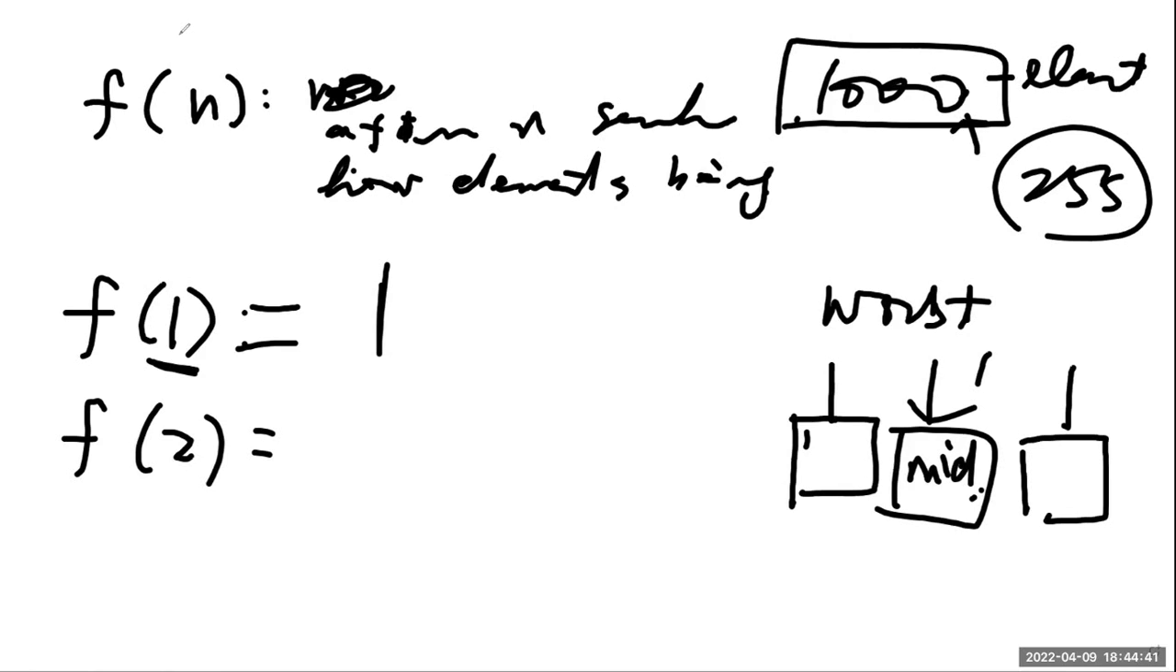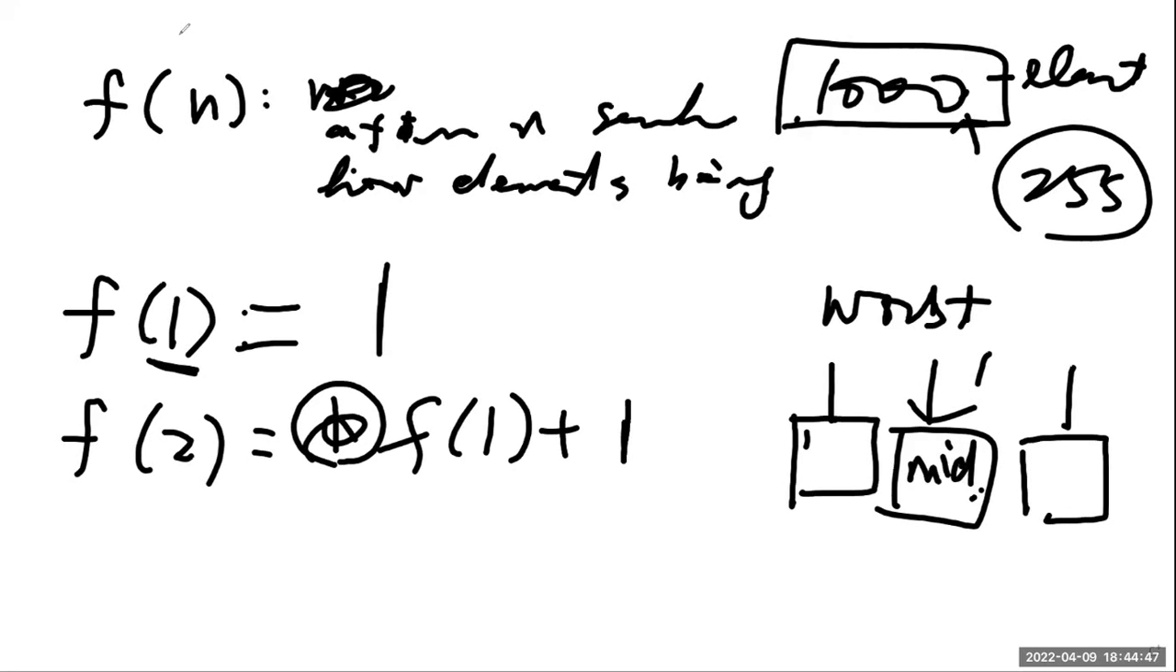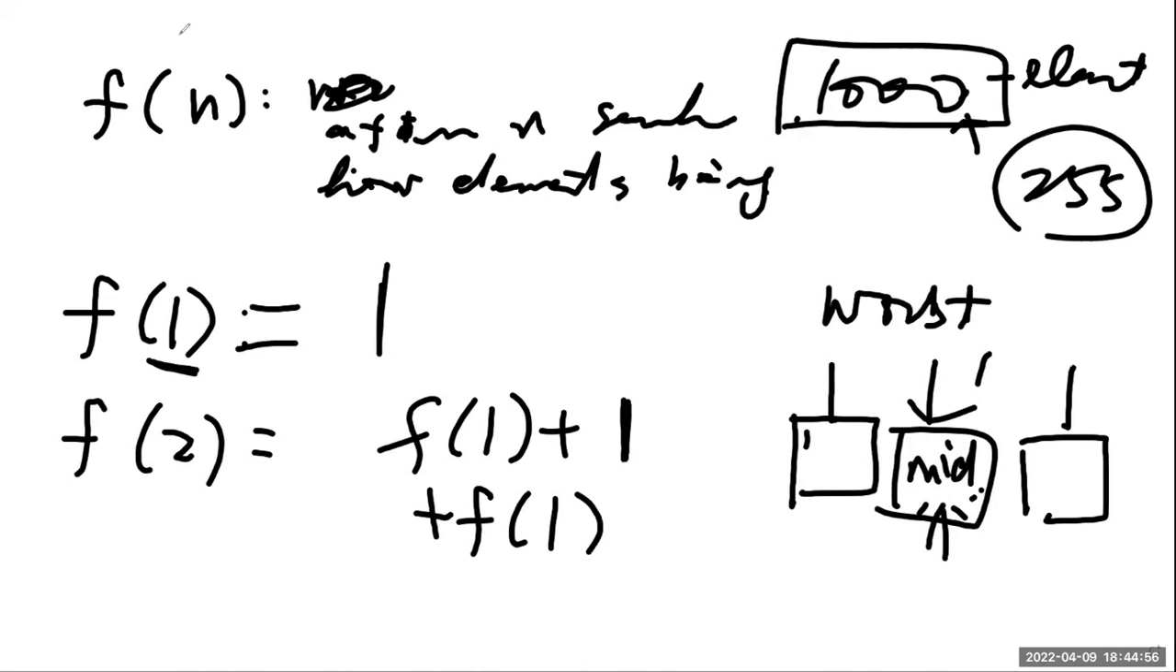So for the left it is 1, and that is F1. Plus the middle one you compare, that's 1 for the first search, and then 1 for the right, which is F1. Is that okay? So this equation will become, and this is very important, 2 times F1 plus 1. Does that make sense?